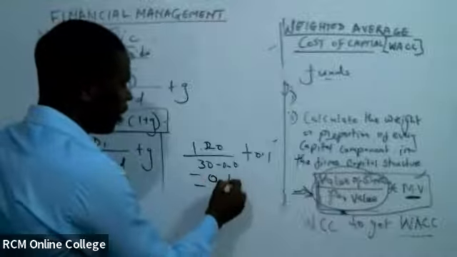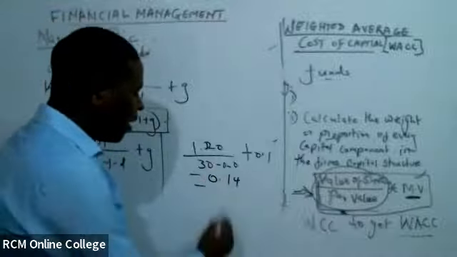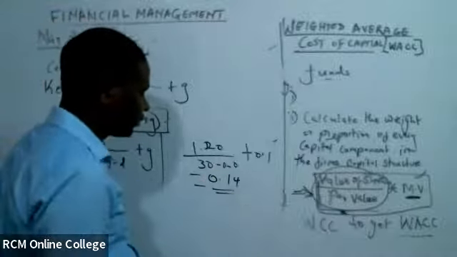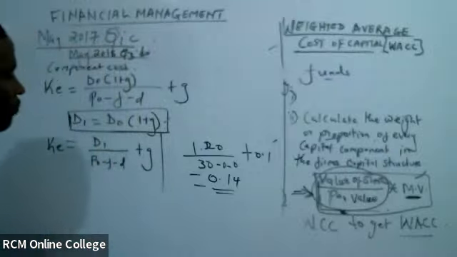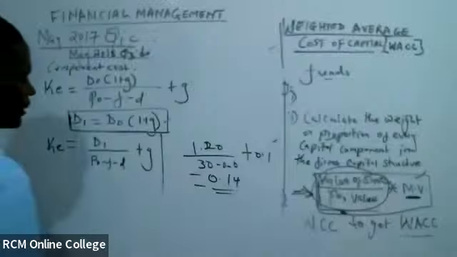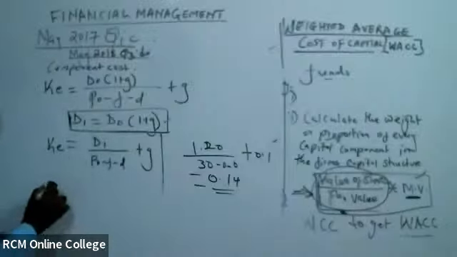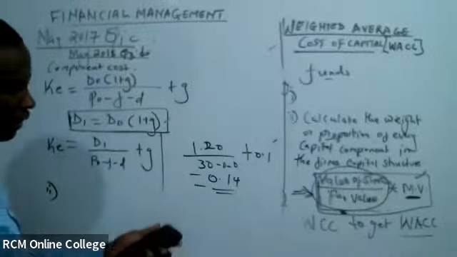Papewa 0.14. Sorry, that is our cost of equity. Cost of equity is 0.14 or 14%. Then plus we move to Roman number 2, get the cost of, let's see.